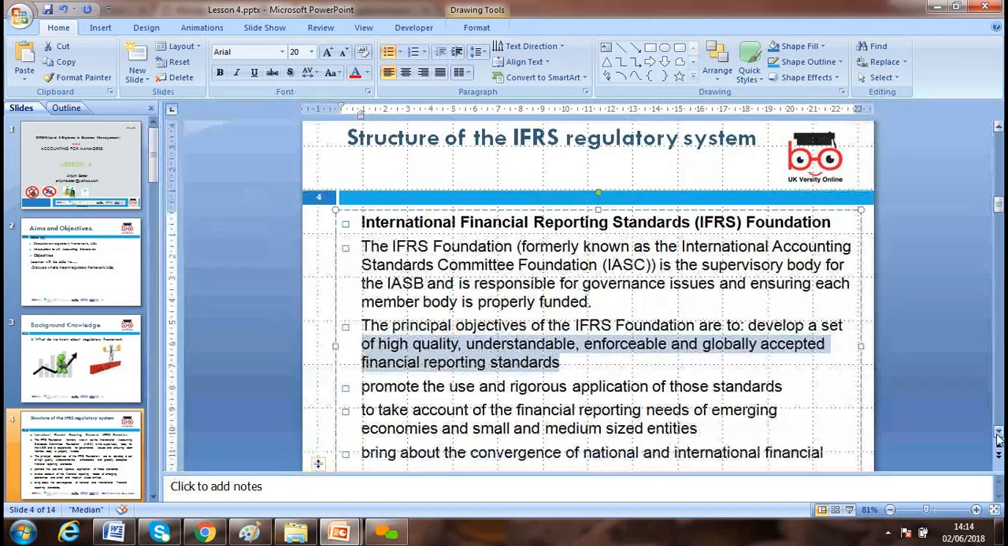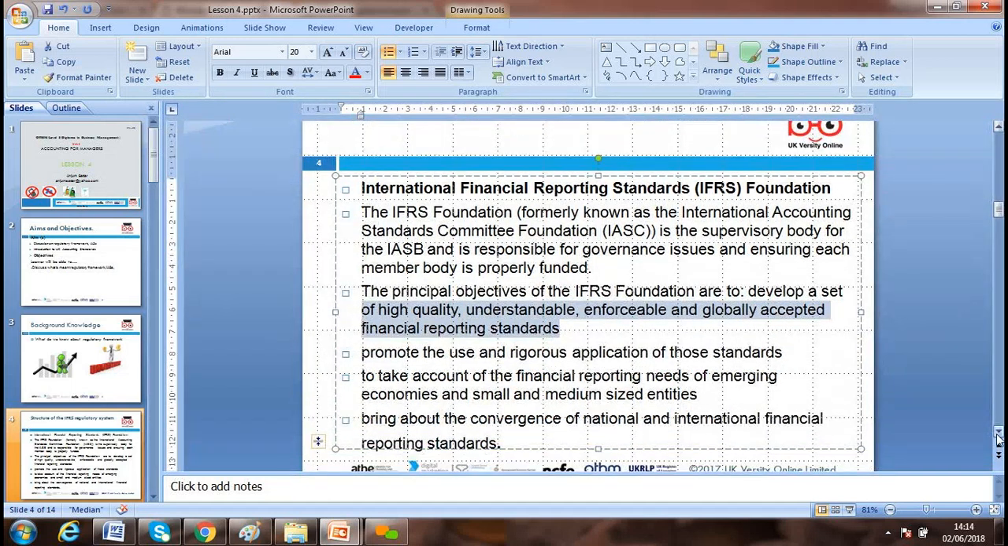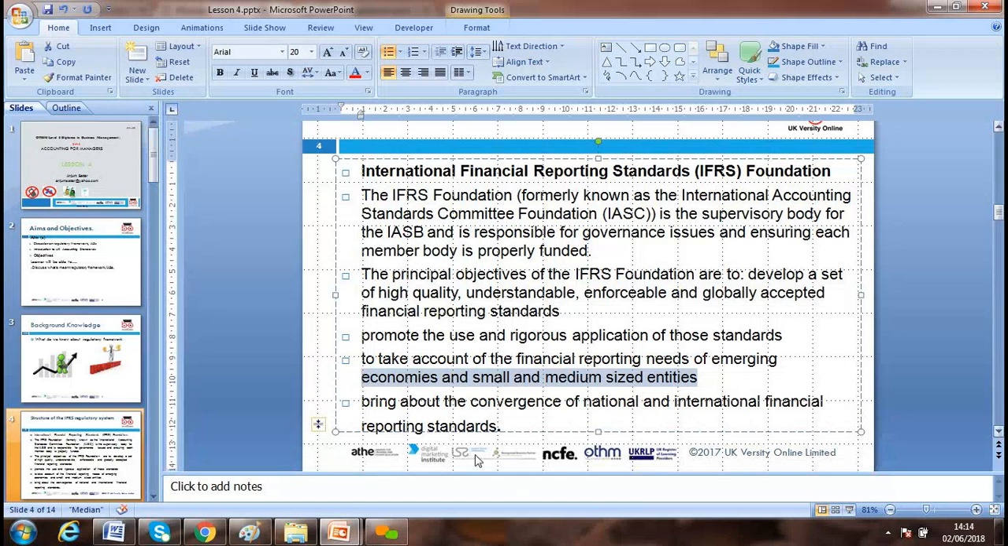Okay. To promote the use and rigorous application of those standards, to take into account the financial reporting needs of emerging economies like India, China, and some other countries' economies. We do not call them developing, the word used is emerging economies. And bring about the convergence of national and international reporting standards. It means to work together and reflect both national and international standards.